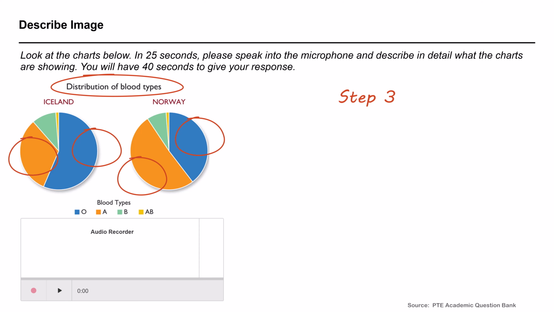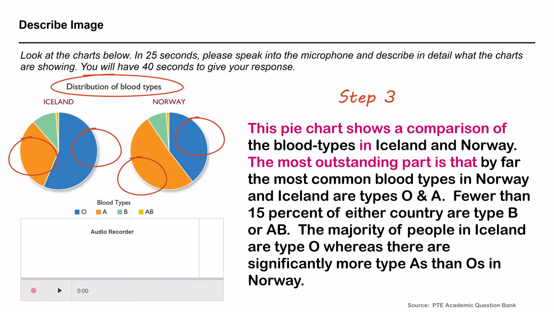So here is my sample answer. This pie chart shows a comparison of the blood types in Iceland and Norway. The most outstanding part is that by far the most common blood types in Norway and Iceland are types O and A. Fewer than 15% of either country are type B or AB. The majority of people in Iceland are type O, whereas there are significantly more type A's than O's in Norway. That's it.